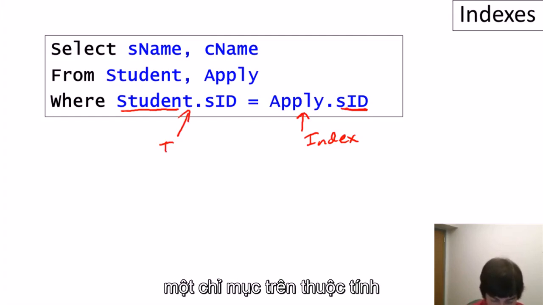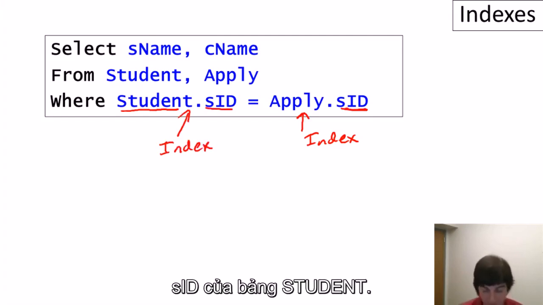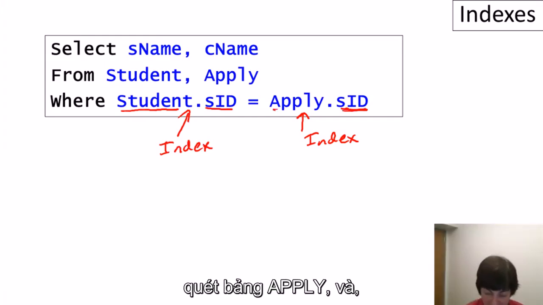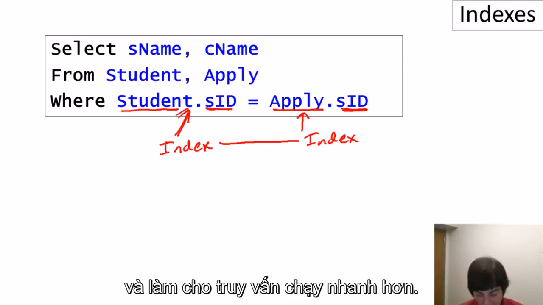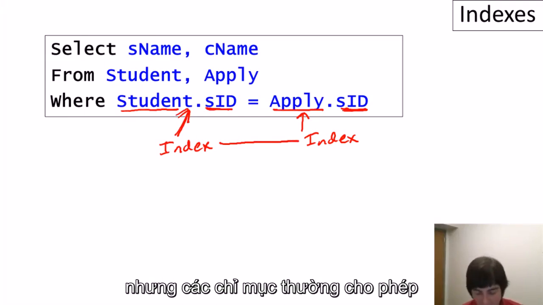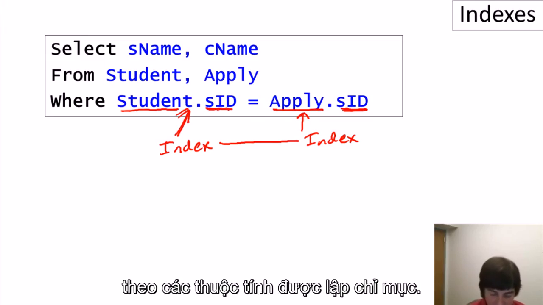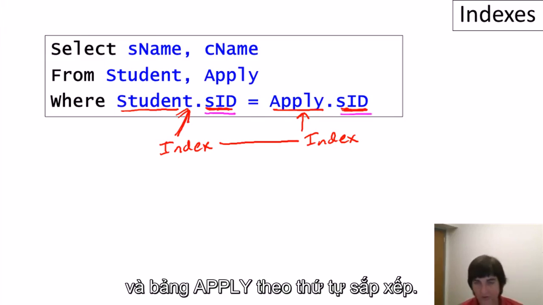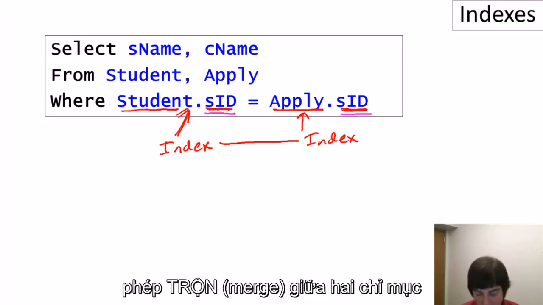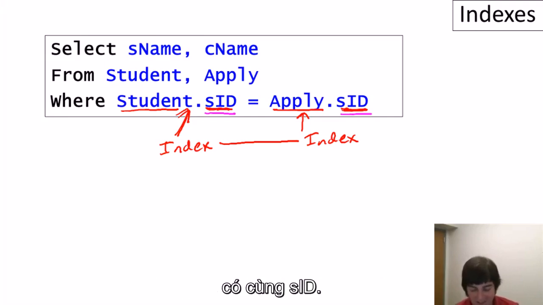Alternatively, let's suppose we had an index on the SID attribute of the student relation. In that case, the system could scan the apply relation and for each student ID in each apply tuple, find the matching student IDs in the student tuple using the index that we have there. In some cases, it's actually possible to use the two indexes together and make the query run even faster. I'm not going to go into detail, but indexes often allow relations to be accessed in sorted order of the indexed attributes. So suppose we can get the student relation in sorted order and the apply relation in sorted order, then we can do a merge-like operation of the two indexes to get the matching student and apply records, those whose SIDs are equal.